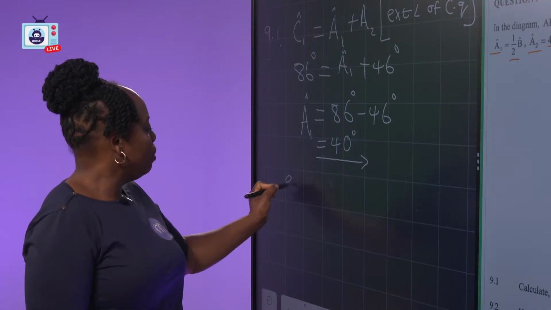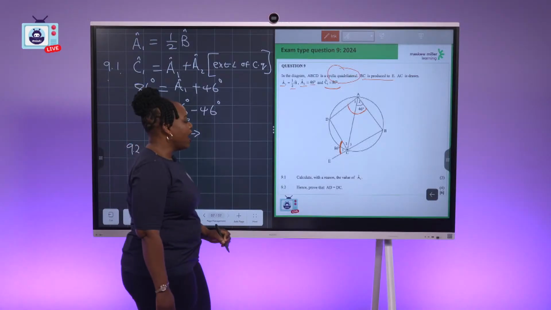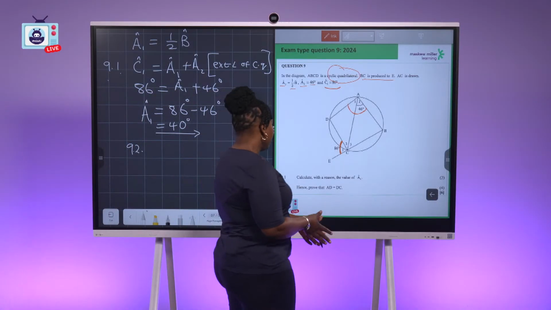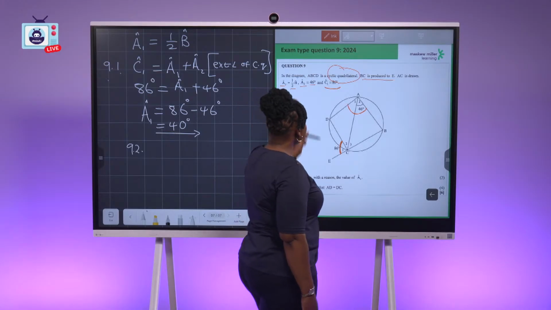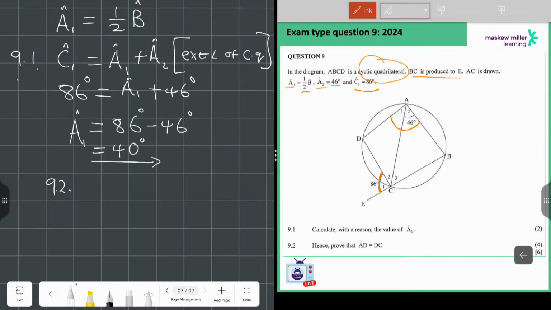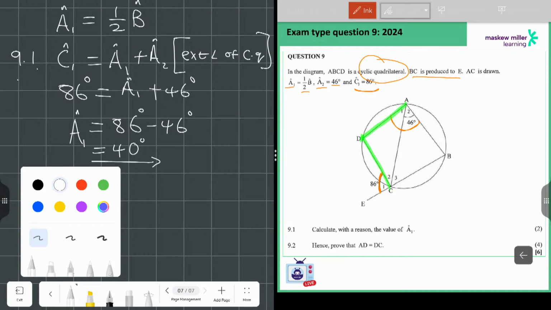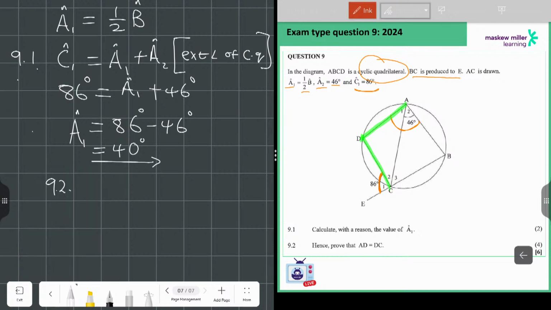Now, in 9.2, they say to you, hence, meaning use what you have. Hence, prove that line AD, let's just highlight that so we can remember, line AD is actually equal to line DC. So we want to prove that. Remember, folks, when you have to prove that the lines are equal, in this case, we have to prove that the angle A1 is actually equal to the angle C2. If you can prove that, then we are done.